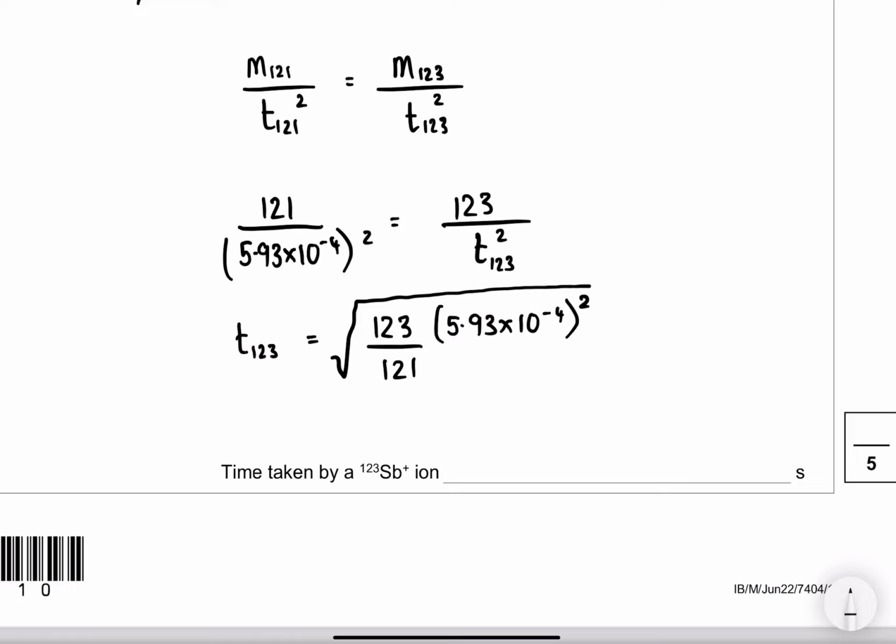And if we put that into our calculator, we should be hoping to see a number that is close to 5.93 because the masses are similar, so the time should be similar. So we put all that in our calculator, and what we get is 5.98 × 10^-4, and that seems like it could be a reasonable answer.